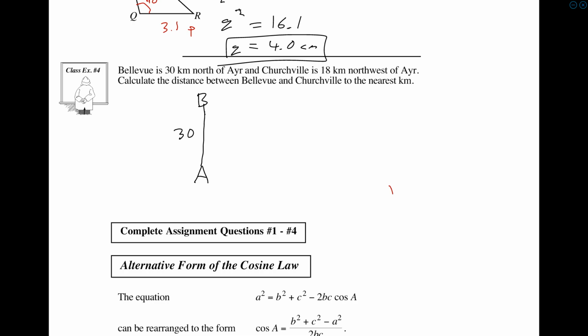So it's saying this here, going 45 degrees, is 18 kilometers. It wants to know BC, or if we're labeling these using our notation, it wants to know side A when we have side B and side C already. So to find A squared, that equals B squared plus C squared minus 2BC cos A.